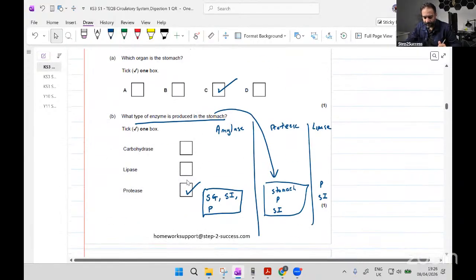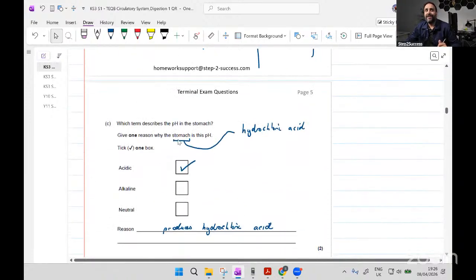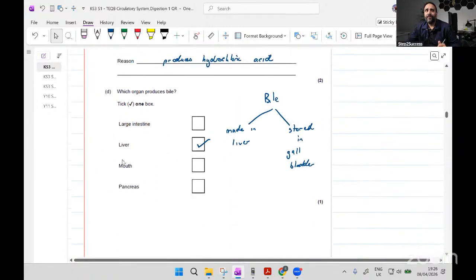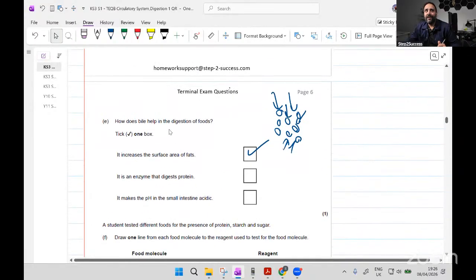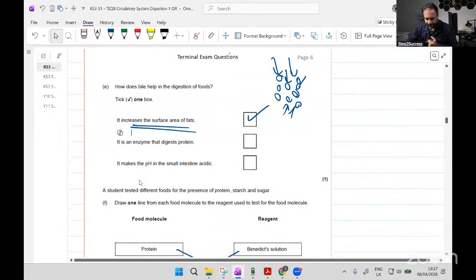The enzyme that's produced in the stomach is called protease. The reason the stomach is acidic is that it produces hydrochloric acid. And the organ that produces bile is called the liver. The way bile helps in the digestion of foods is that it increases the surface area. You might not have learned that yet.